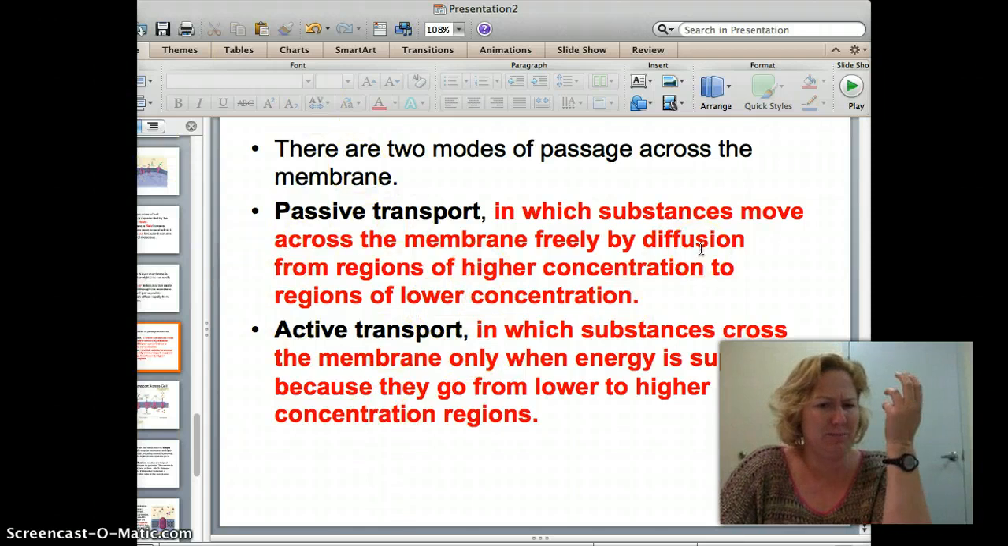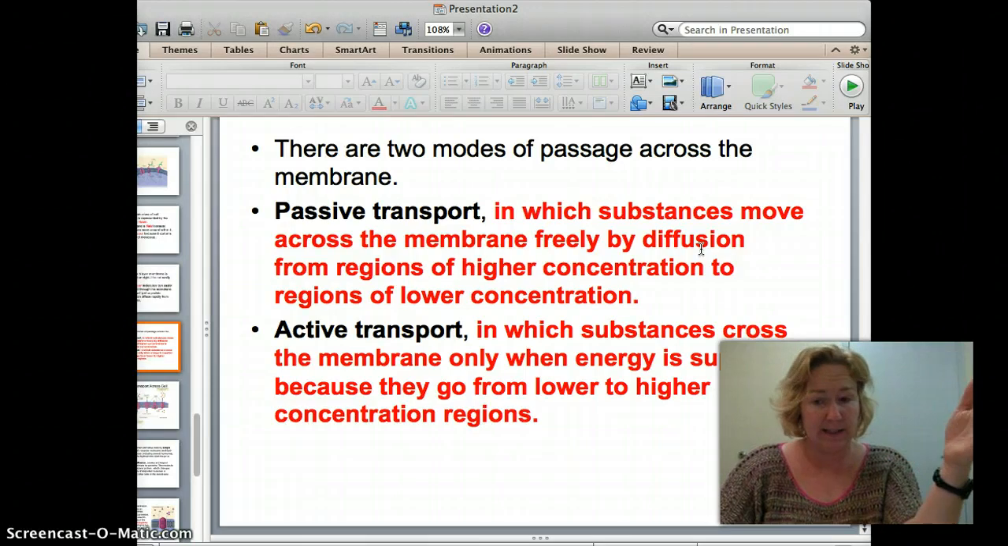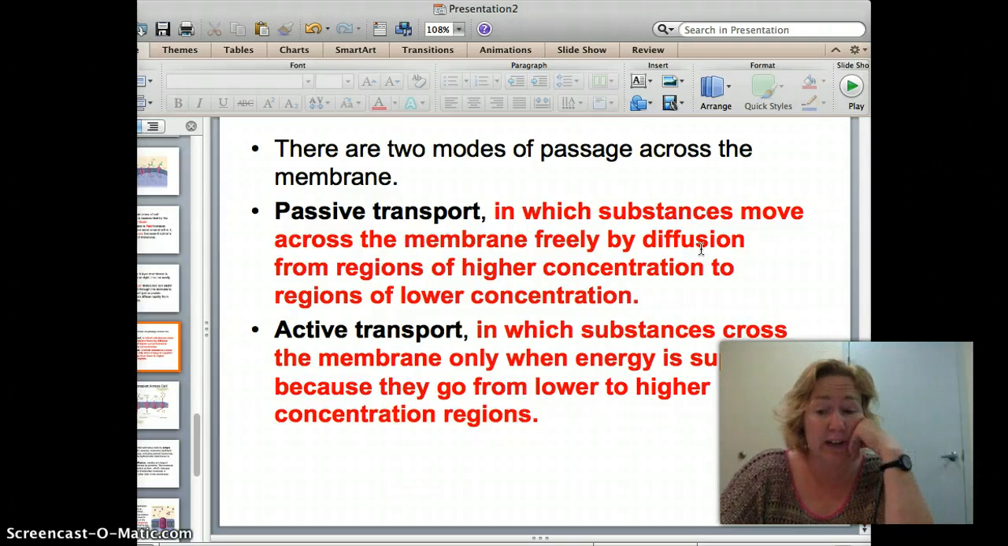The substances just move by diffusion from a region of higher concentration to a lower concentration. You don't need ATP for that, it just does it. Like we didn't do anything to the little tube or a little sac in lab, right? It just did that. We didn't have to add energy or do anything to it or heat it up. It just does osmosis and diffusion. It's free, passive. You don't have to do anything to it.